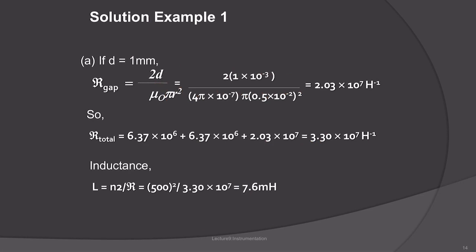And if the distance is 1 mm, meaning we will replace d here with 1 mm. So after calculating it, we get the reluctance value of gap is this value here. Then we put into the total reluctance value, which gives us 3.3 times 10 to the power of 7 per Henry. And the inductance value will give you 6.7 millihenry. So therefore, when the distance increases, we will see that the inductance value will decrease.